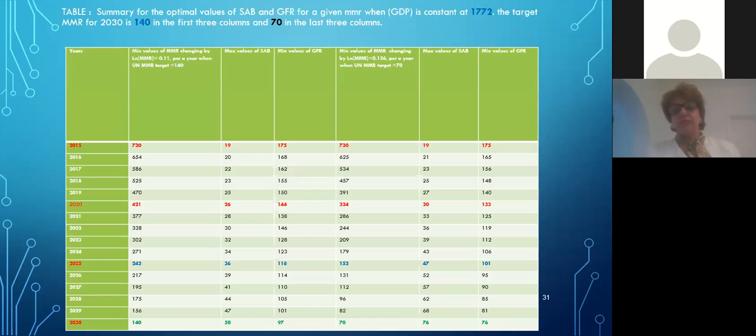And so the optimization procedure gave us this. We started with the reading of mortality, the number of deaths in 2015, which was 730. We are reducing this to 140 and 70 by 2030. Skill attendance is something that we want to increase, so we looked at the maximum in the last 15 years, and that would be the starting point for the constraint. The GFR we want to reduce, so we started with the minimum value existing in our data, which was 175. In the first three columns, we are targeting the mortality rate of 140, and in the next, the mortality rate of 70.